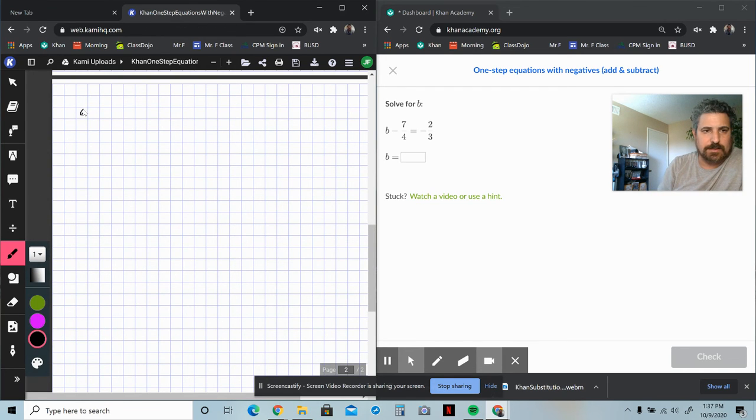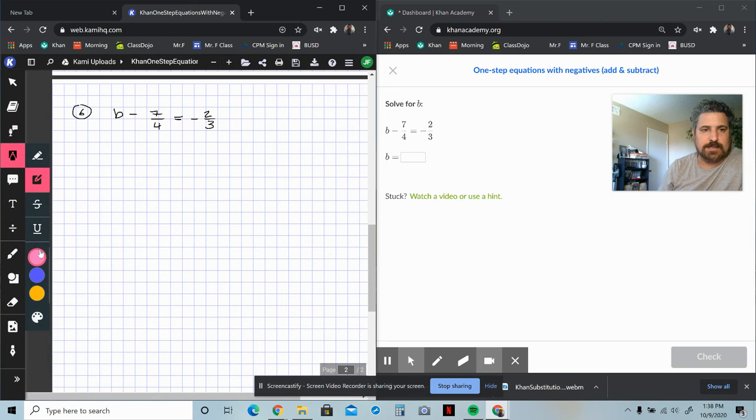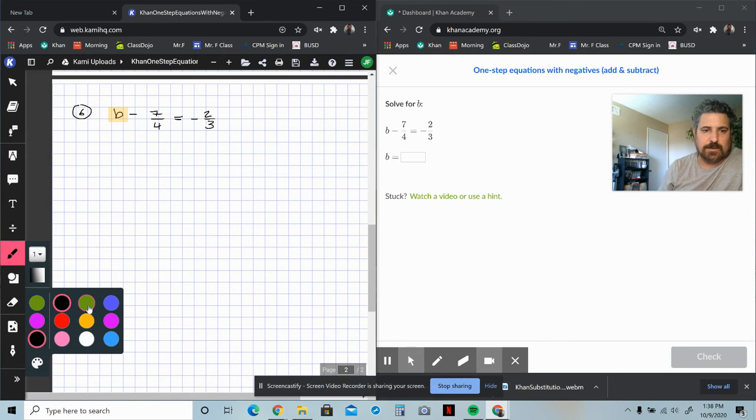Okay, so here's number 6. It says b minus 7/4 should be equal to negative 2/3. Okay, fair enough. So we were going to want to isolate the variable, which is b, which means we want to get rid of this take away 7/4. Well, how can you get rid of take away 7/4?